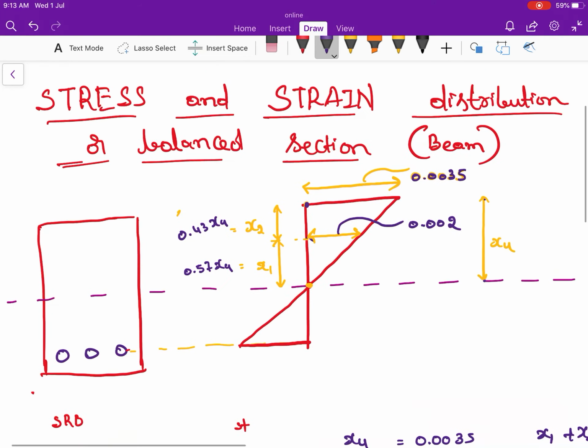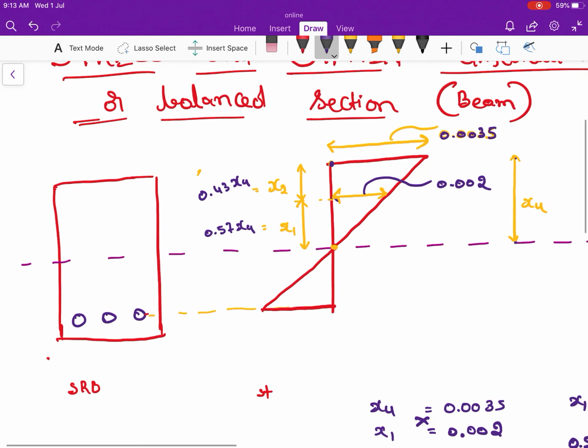Okay, I am inputting these two values at the compression zone, at the tension zone. This is the tension zone, this is the compression zone. So this is the strain diagram. In the strain diagram, at the tension zone, you need to remember all these values.